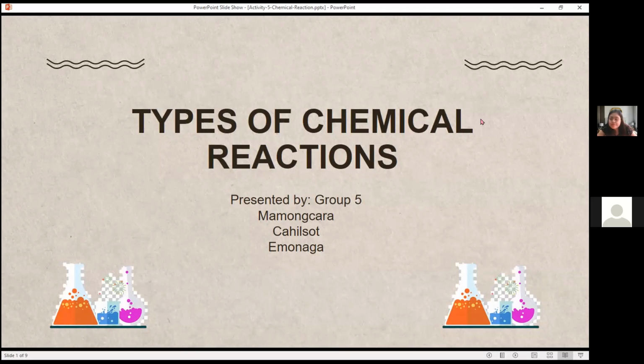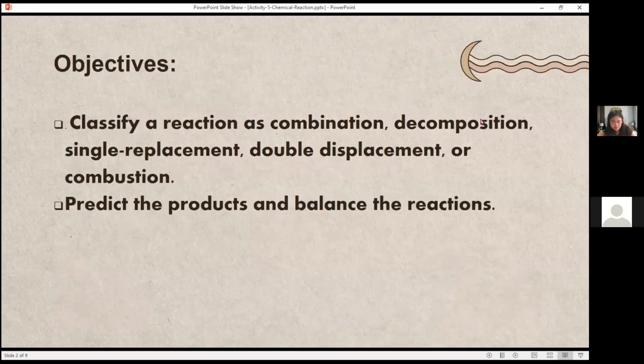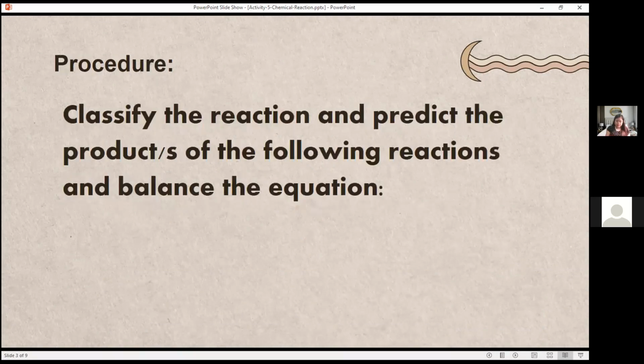Good morning, classmates. Our report is Activity 5, which is the types of chemical reactions. Our objectives are to classify a reaction as combination, decomposition, single replacement, double replacement, or combustion, and to predict the products and balance the reaction. The procedure is to classify the reactions, predict the products of the following reactions, and balance the equations.